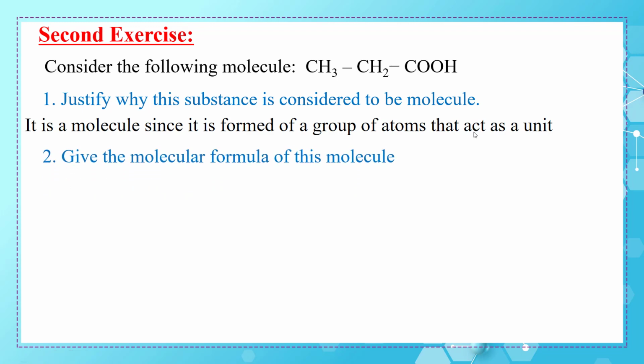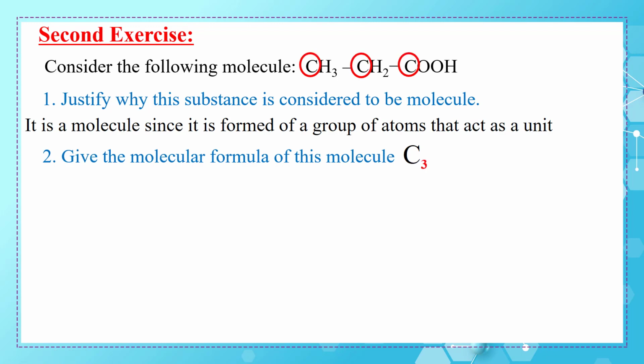Number two: give the molecular formula of this molecule. Remember how to get the molecular formula of a molecule. We start by putting the symbol of each atom in capital form, then we write the subscript at the lower right. Do you remember, guys? Let us see. We start with carbon. We write capital C. How many carbon atoms do I have? 3. So I put 3 as a subscript.